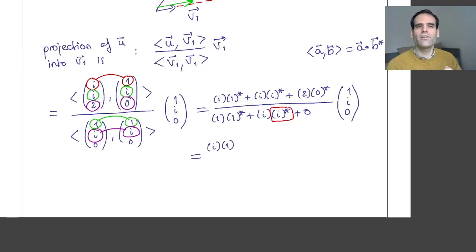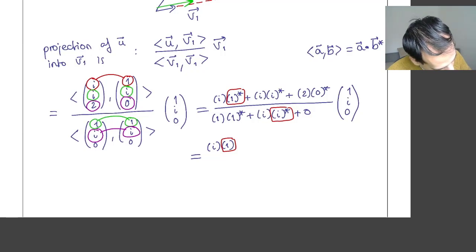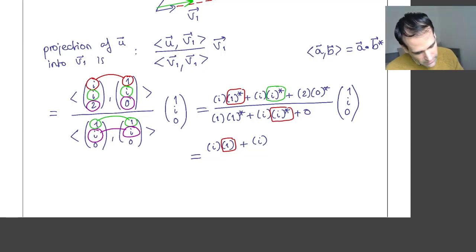Let's do all the complex conjugates first, okay? So what's the complex conjugate of 1? It's 1, because it's a real number. And the complex conjugate means changing the sign of the imaginary part of the number. So the complex conjugate of 1 is 1. Plus i times the complex conjugate of i. What is the complex conjugate of i? It's minus i, right?